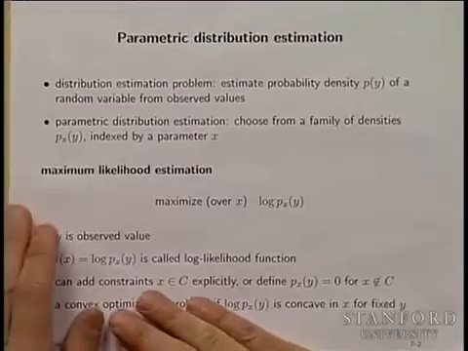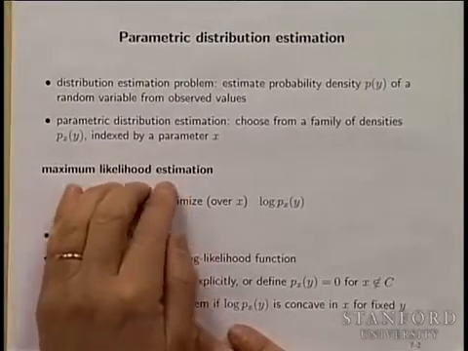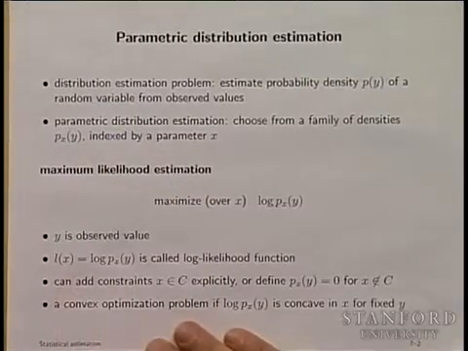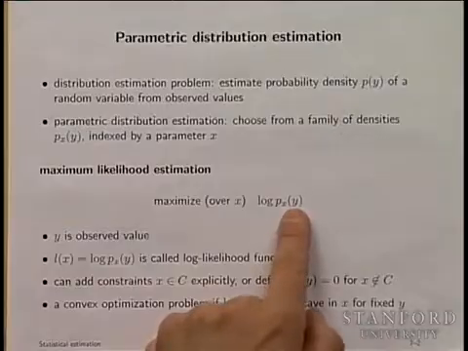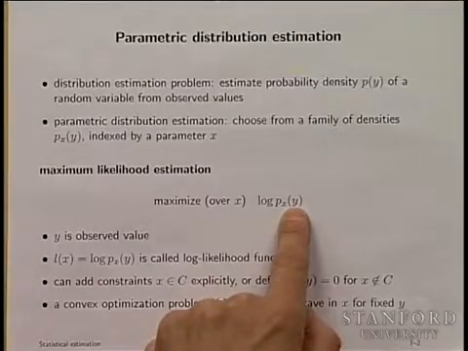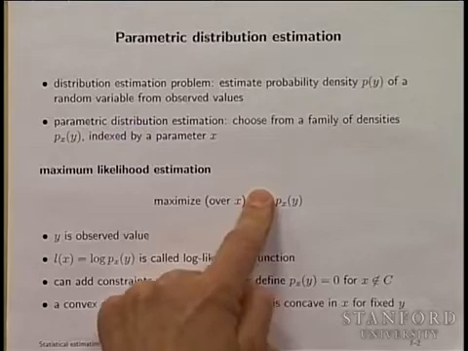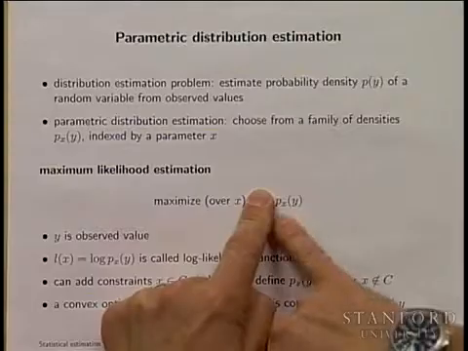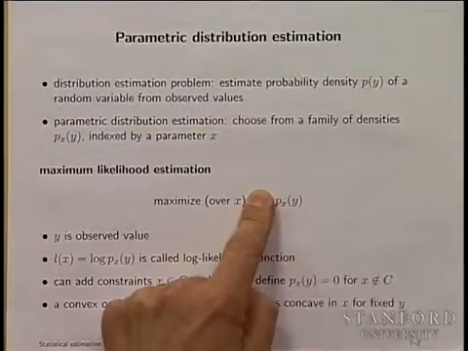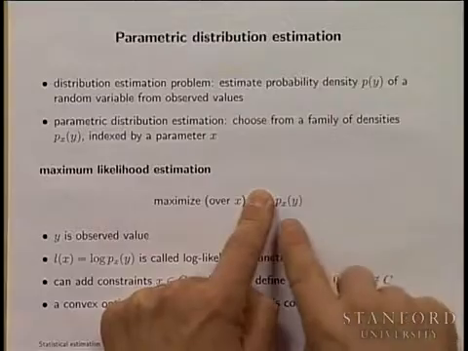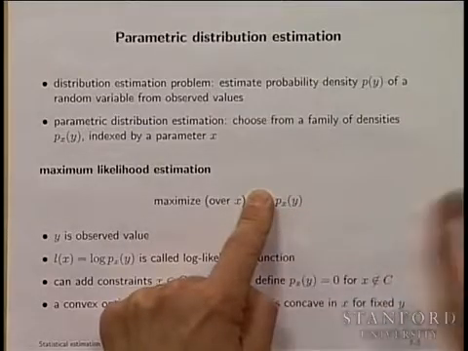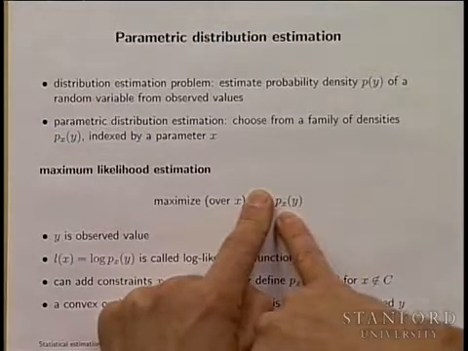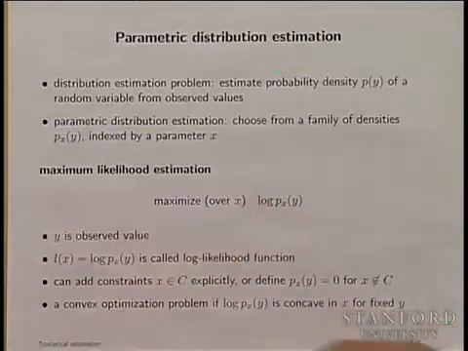So that's statistics. A standard technique is maximum likelihood estimation. In maximum likelihood estimation, you do the following. You have an observation y, and you look at the density at y, or the probability distribution if it has atomic points. You choose the parameter value x that maximizes this quantity. That's the same as maximizing the log likelihood.